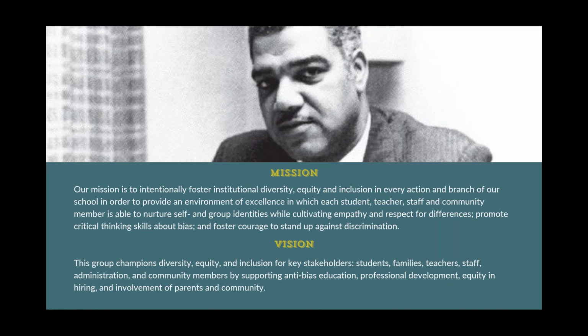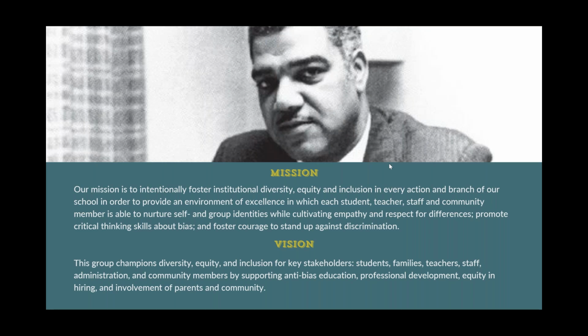And so Booz Allen is one organization that I'll share an example from, Adobe, but this is actually from a school. And so this is from the Whitney M. Young School, and this is their statement around diversity, equity, and inclusion. And so I will just read this off for you all. So our mission is to intentionally foster diversity, equity, and inclusion in every action and branch of our school in order to provide an environment of excellence in which each student, teacher, staff, and community member is able to nurture self and group identities while cultivating empathy and respect for differences, promote critical thinking skills about bias, and foster courage to stand up against discrimination.